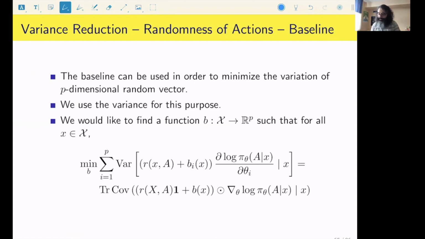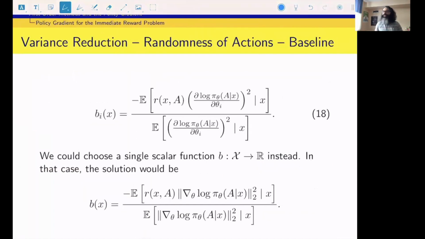So now the goal becomes finding a function b from x to R^p such that for all x's, this is minimized. What is minimized? The summation over the p dimensions of the variance of r(x,a) plus b_i of x times the partial derivative of log pi with respect to theta_i, conditioned on x. I want it to be minimized. This can also be written as taking the covariance matrix of this random variable and then computing the trace of it. For multivariate random variables, we have covariance instead of variance, so we can write this objective in the form of a covariance matrix too. But the trace is essentially a summation of the diagonal terms, so we don't need all the terms, we just need those.